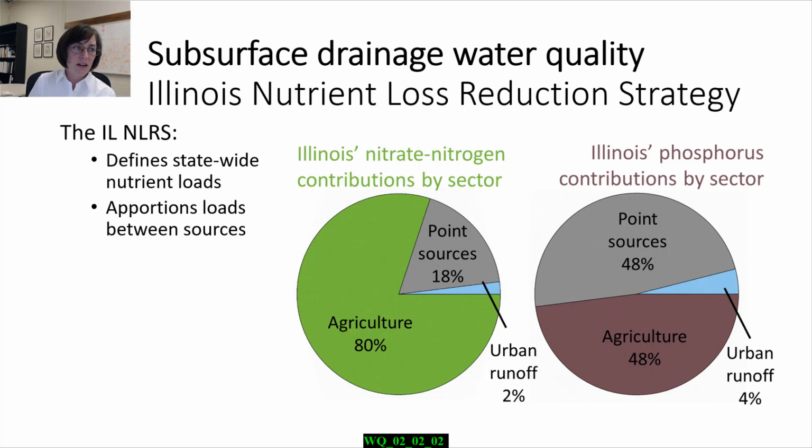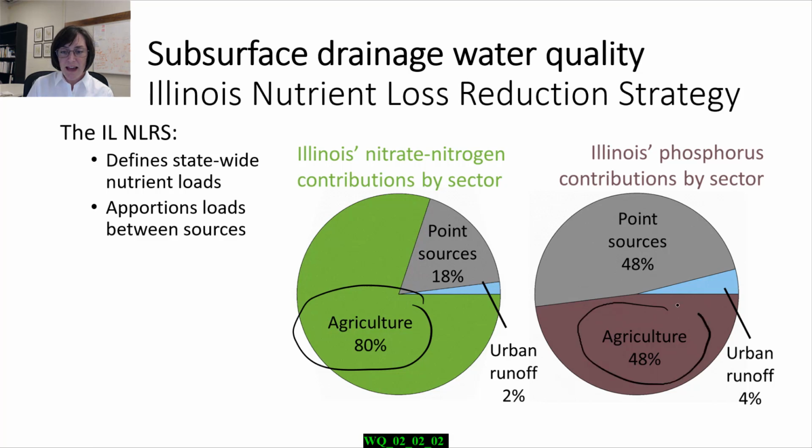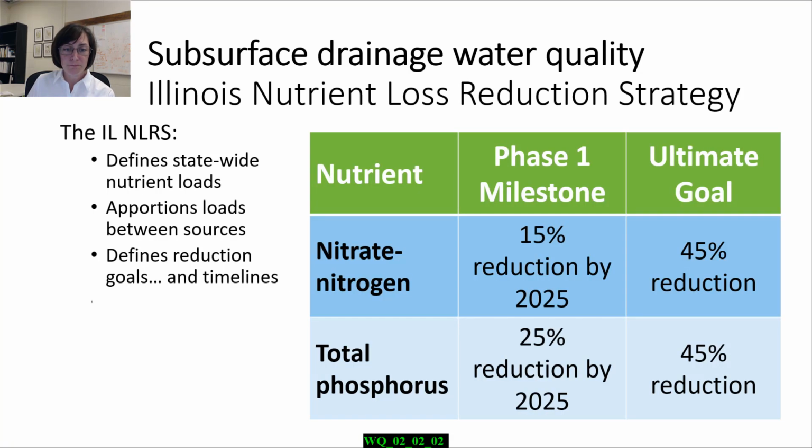No surprise here. Agriculture supplies about 80% of the nitrogen we send downstream. Phosphorus is slightly less. Agriculture is only contributing about 50% of the phosphorus we send downstream, but still 50% is not zero. So we have our work cut out for us on both fronts in terms of agriculture.